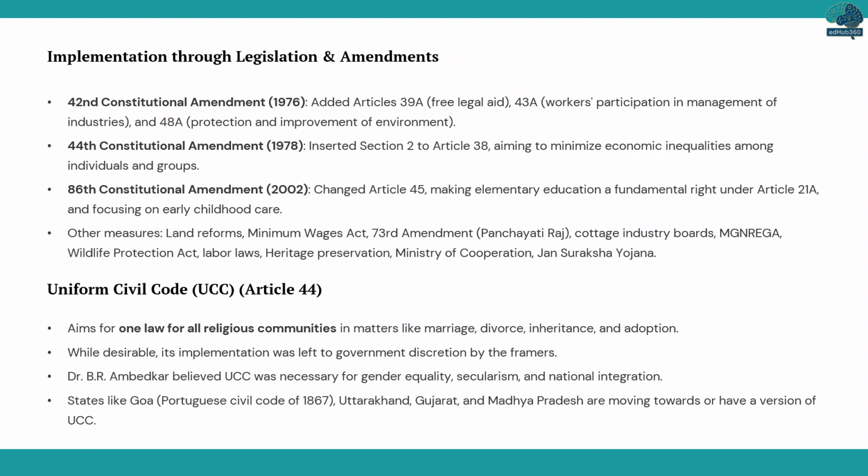Beyond amendments, practical measures like land reforms, the Minimum Wages Act, the 73rd Amendment establishing Panchayati Raj, MGNREGA, and various labor laws demonstrate the government's efforts to realize these principles. A prominent DPSP is the Uniform Civil Code, mentioned in Article 44. It aims for a single set of laws for all religious communities regarding marriage, divorce, and inheritance.